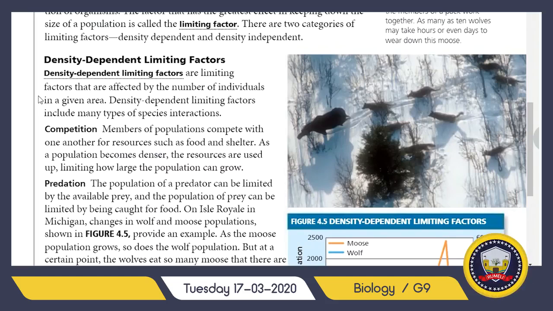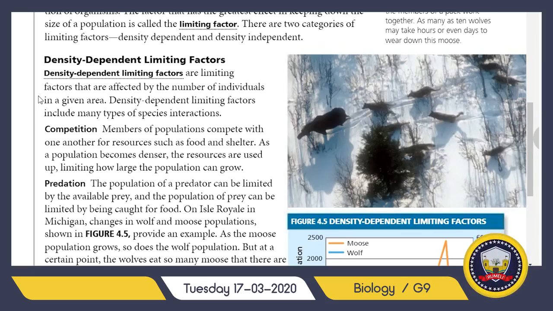Competition: the members of a population will compete with each other for the food resource or shelter, and this will limit the population. For example, let's consider lions in the savannah in Africa. Lions will always compete over territory. That's why the numbers of lions are limited, and this is a density dependent limiting factor.